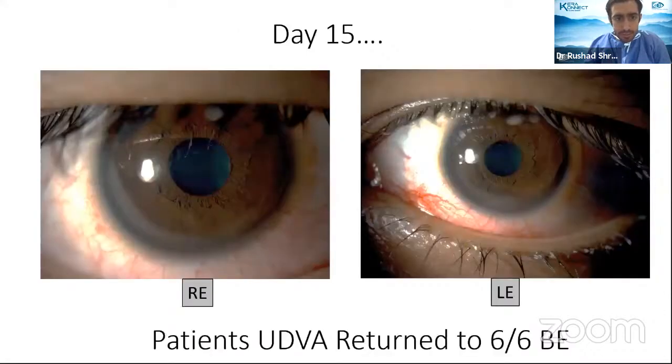Next slide, please. So it gradually got better, and this was a picture on day 15. As you can see, the infiltrate has healed, giving way to scarring, and the patient's visual acuity also improved gradually to an uncorrected visual acuity of 6/6 in both eyes.